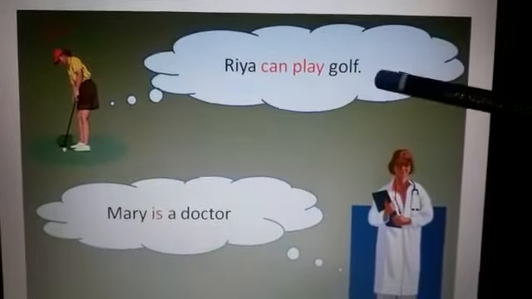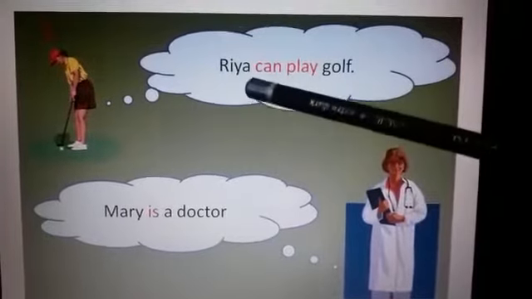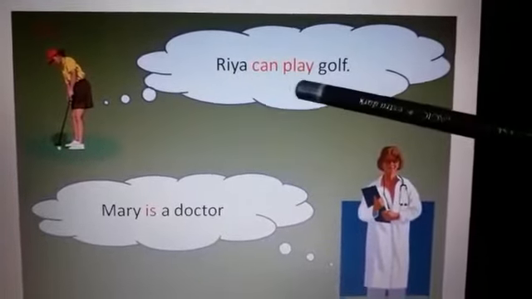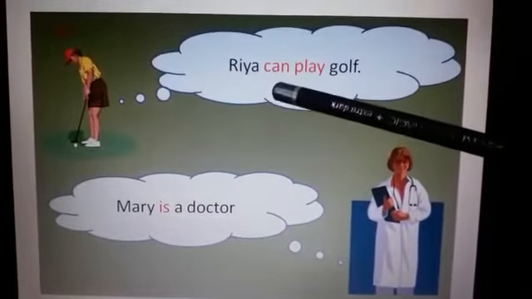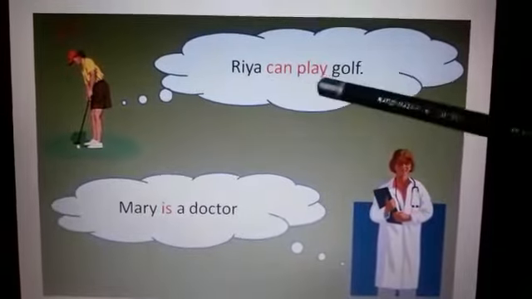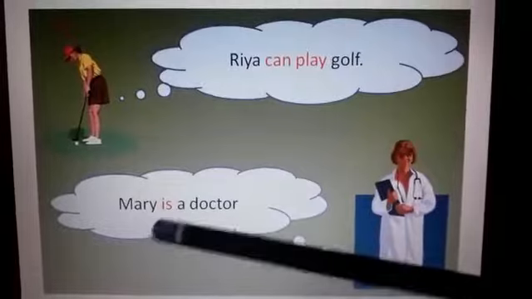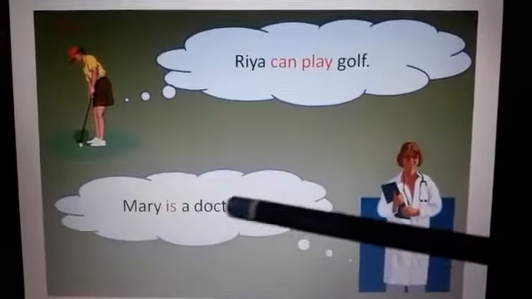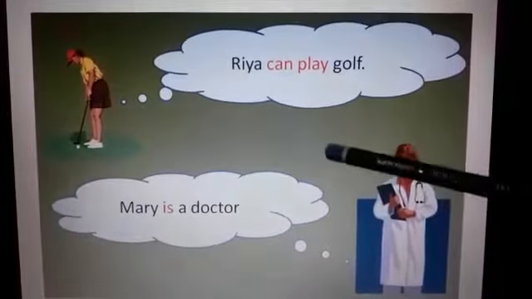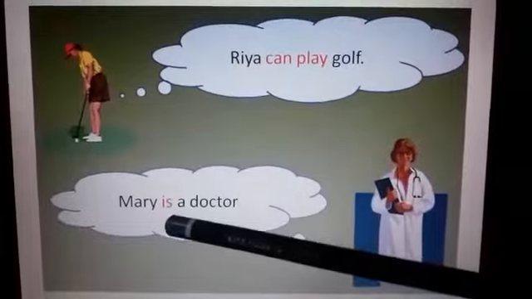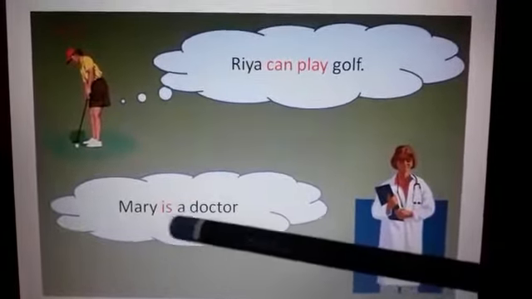Let us see verbs. Example, Ria can play golf. Here Ria is a subject. Can play: play is a main verb, can is a modal verb. So can play becomes the verb. Then, Mary is a doctor. Here there is no main verb. Is is an auxiliary verb. Even if a main verb doesn't come, these helping verbs act as a verb. So in Mary is a doctor, is is the verb.